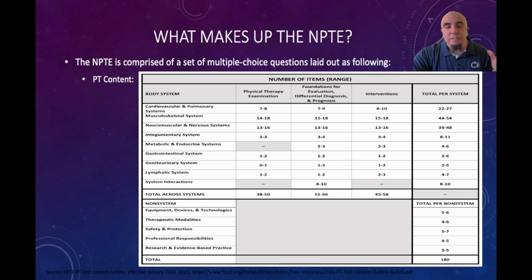So it's comprised of these sections and content areas that are specific to both PTs and PTAs. Obviously, both PTs and PTAs are going to have very similar body system areas. The questions are just going to be slightly different, with the PT having more high-level questions on these regarding evaluation and maybe the presentation of patients with multiple comorbidities. So we have cardiovascular systems, musculoskeletal systems, neuromuscular, integumentary or skin, metabolic and endocrine, GI, gastrointestinal, genitourinary, including pelvic floor health, lymphatics, and then the interactions between all of those systems combined.